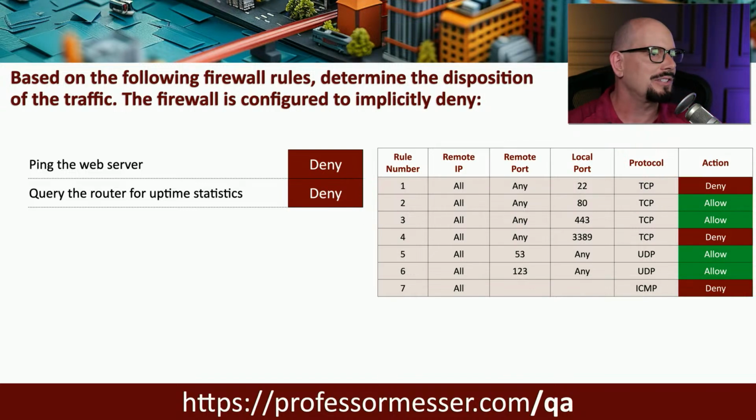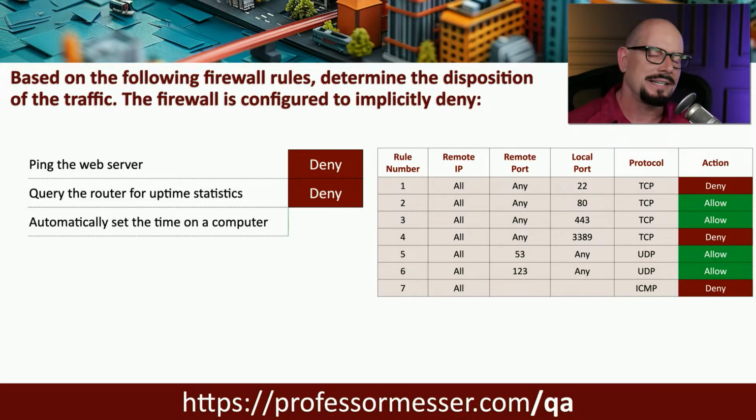Let's do another one. Next on our list, automatically set the time on a computer. Setting the time on a computer, it's useful to know, uses the NTP protocol, the network time protocol. I guess I was redundant. We also have to know that NTP is also a UDP protocol, and it uses port number 123. That's a pretty good one to know.